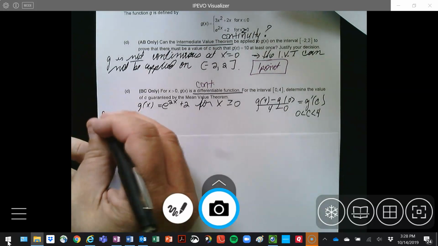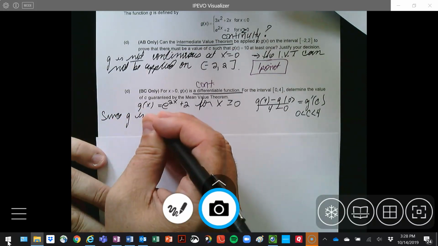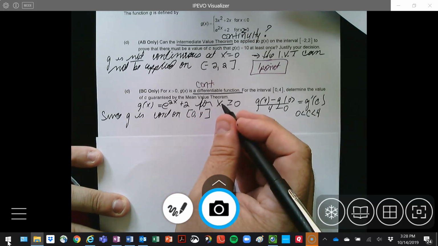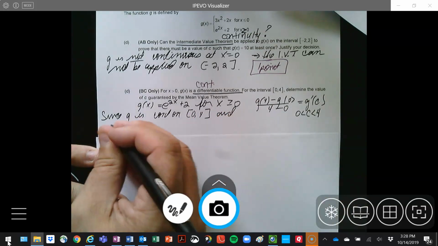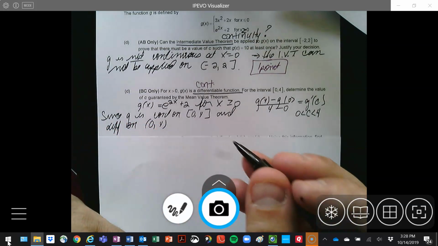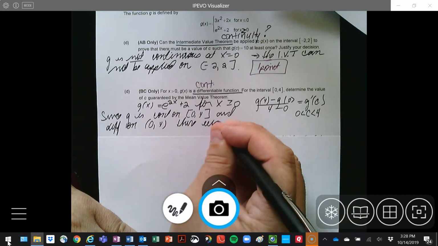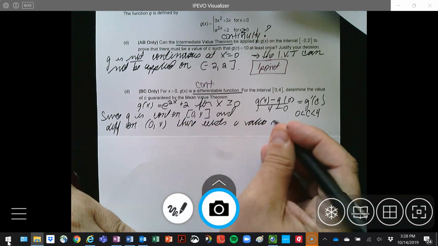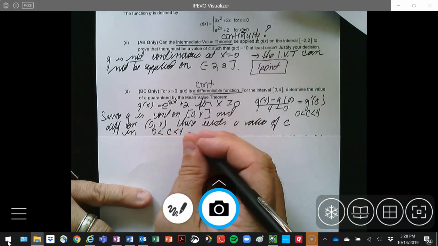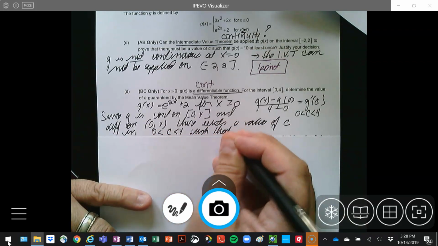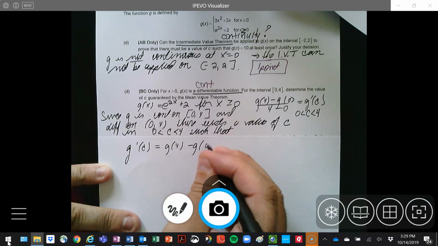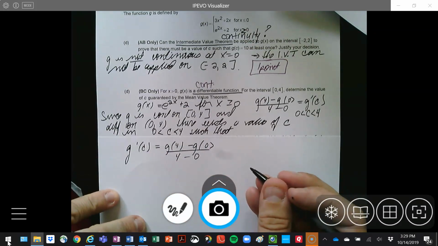That's what the mean value theorem promises. So we'll say something like, since g is continuous on 0, 4, which it really wasn't until we redefined it, and differentiable on the open interval 0, 4, there exists a value of c in the open interval 0 less than c less than 4, such that g prime of c equals g of 4 minus g of 0 over 4 minus 0.